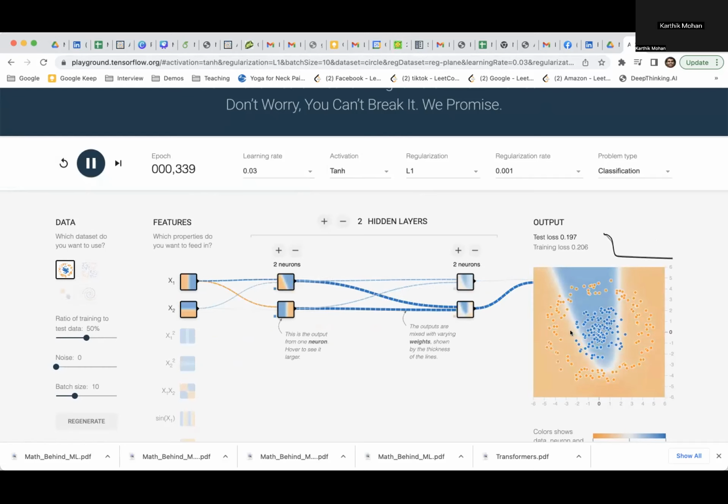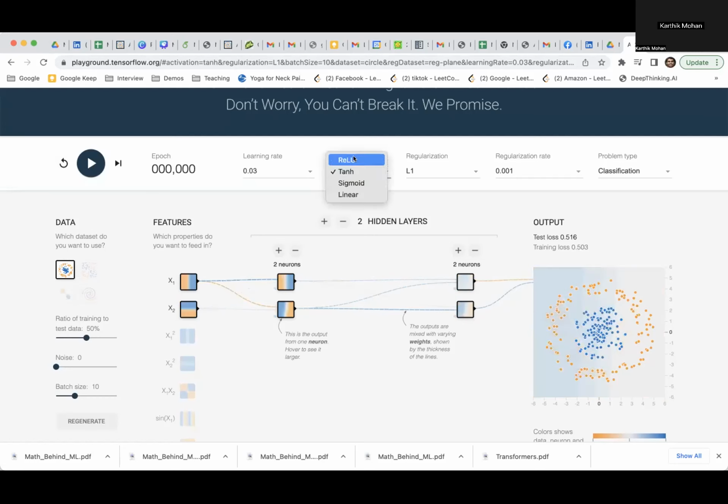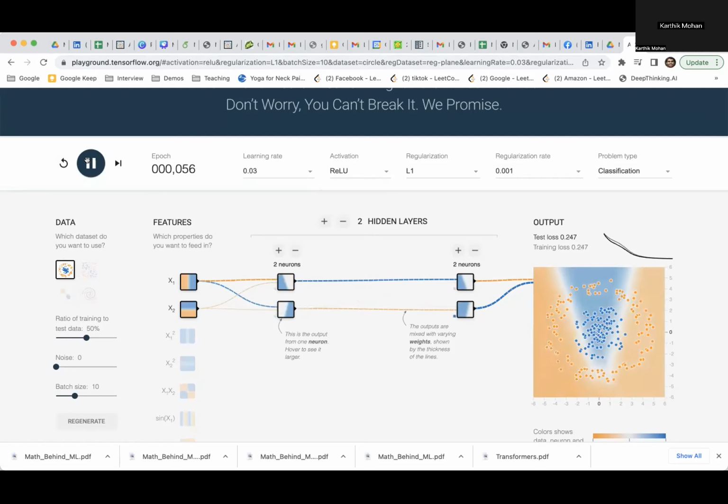It's kind of doing an okay job. I'm at 500 epochs already and, yeah, it's actually struggling to discriminate the blues from the orange. Okay, so I'm already at 1000 epochs. I'm going to stop. Let me change the activation function. Let's just see if it changes anything.